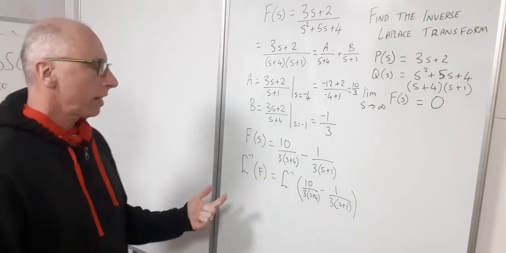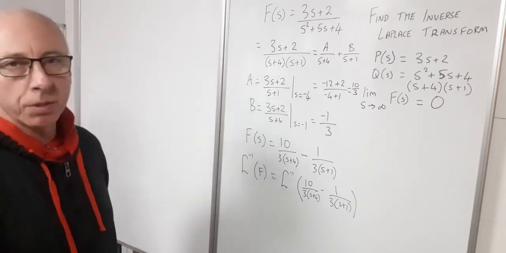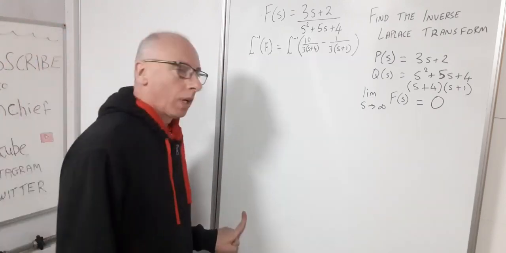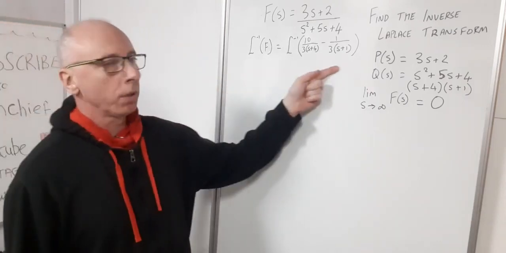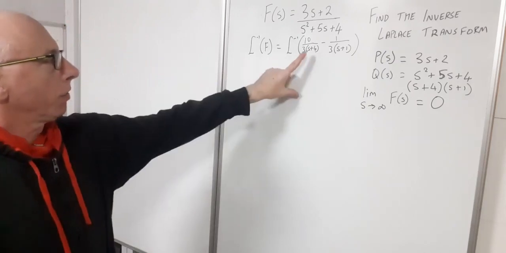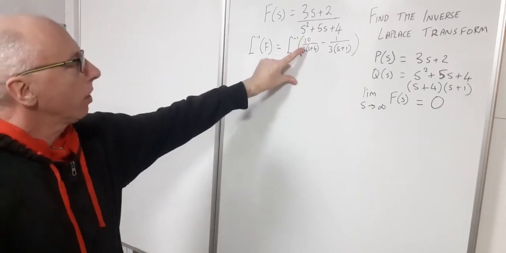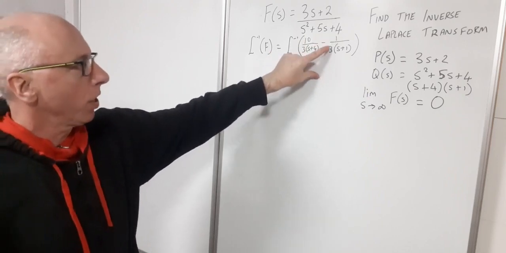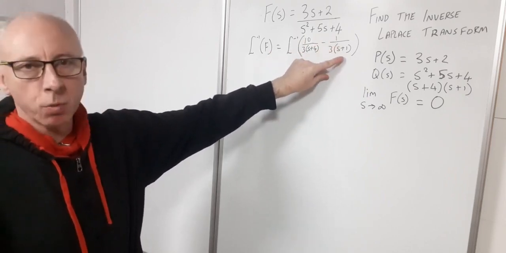fractions. So let's take this off the board and bring this up to the top and continue with our inverse transformation. Okay, so that's where we're up to for now with our inverse Laplace. Now, we've got an inverse Laplace here with 10 over 3 times 1 over s plus 4 basically, and here we've got 1 over 3 times 1 over s plus 1.